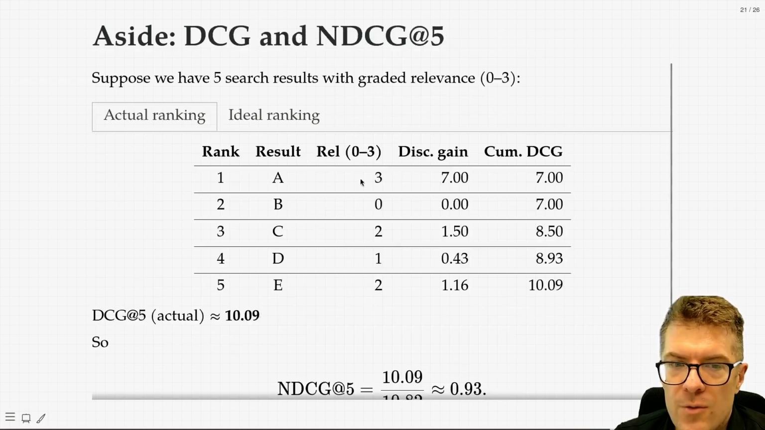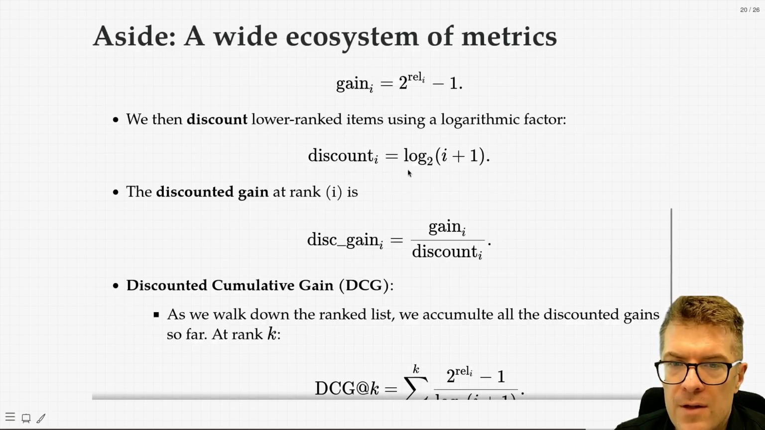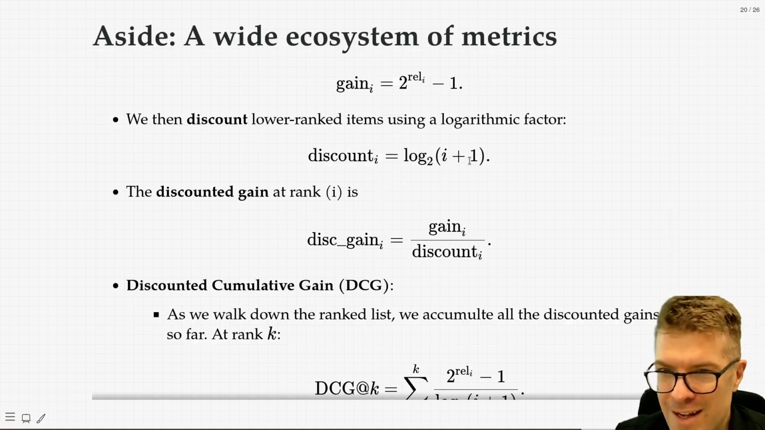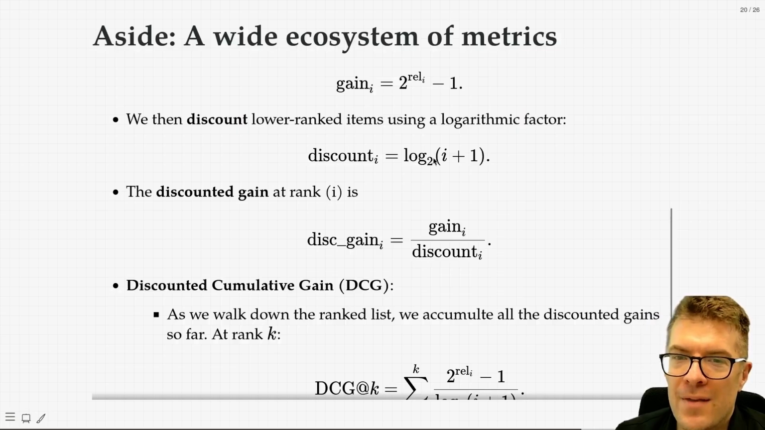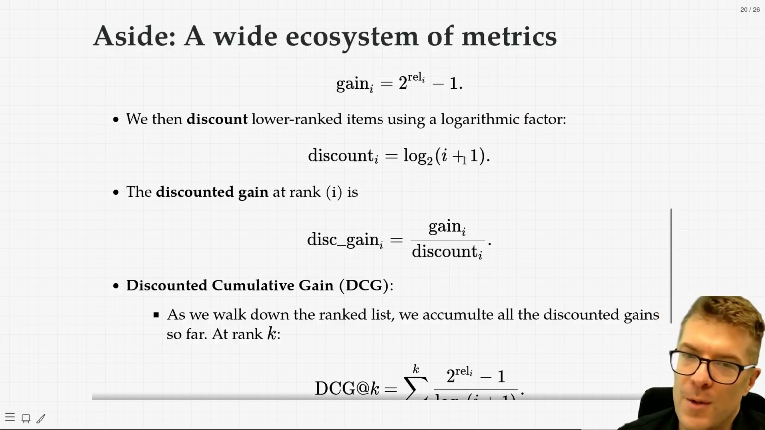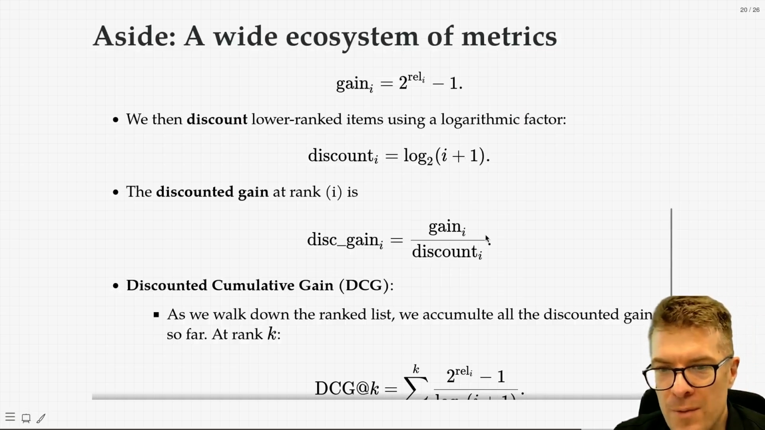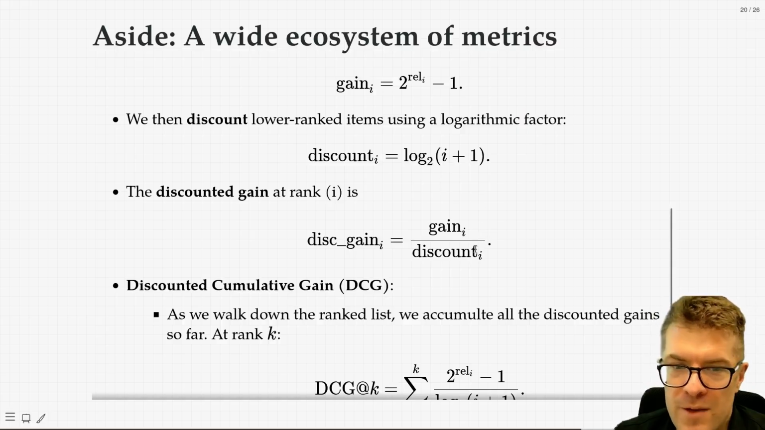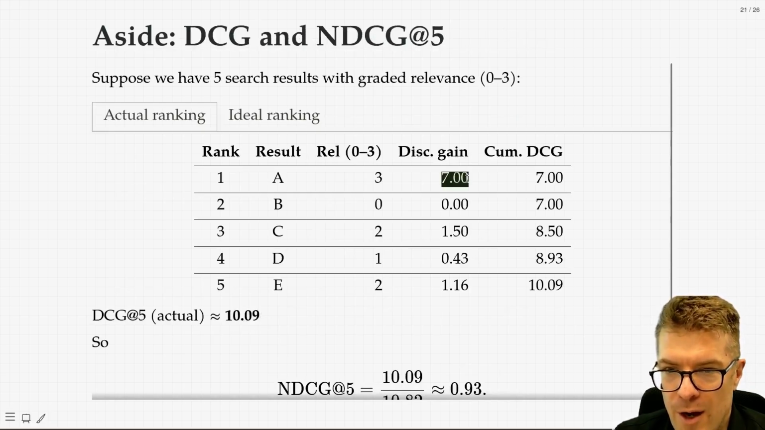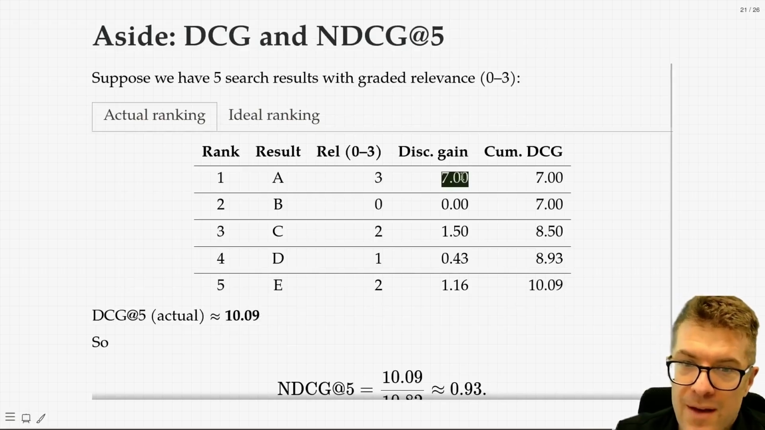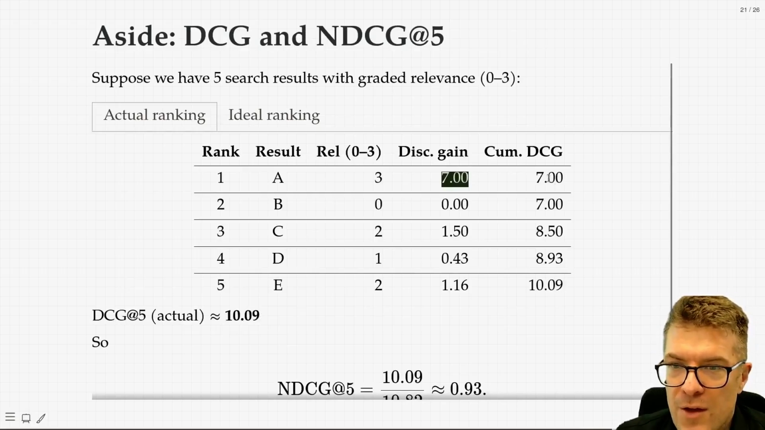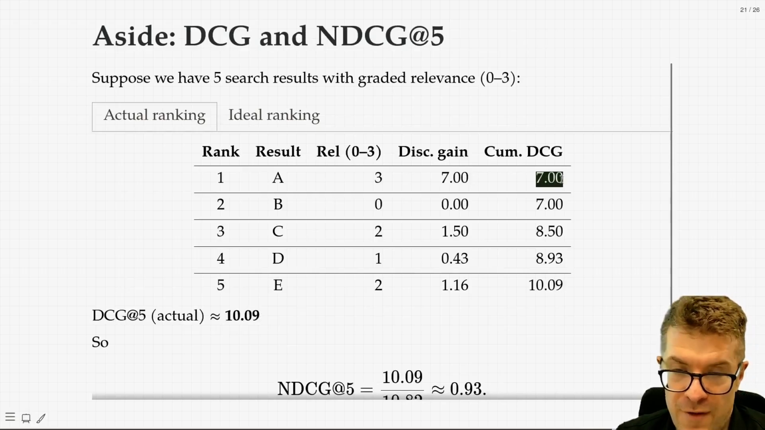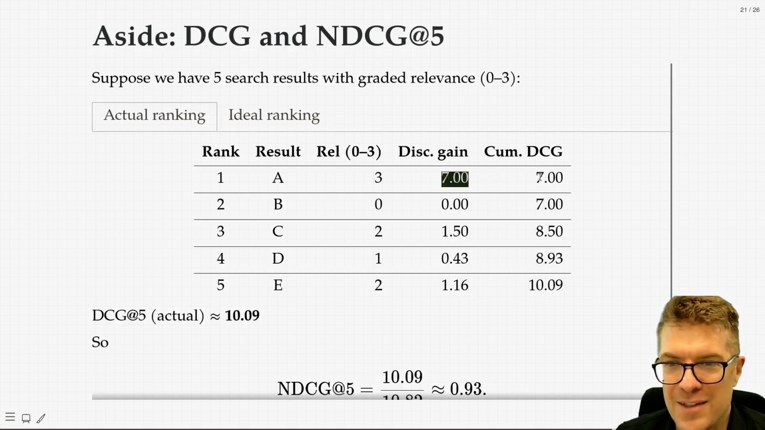What is the discount? Well, the rank is 1, so we plug in 1 over here. 1 plus 1, take a moment if you need it, is 2. And the log base 2 of 2 is 1, so the discount is just 1. So 7 over 1, the discounted gain is 7. Because we're summing at every step, the cumulative DCG so far is just 7. The sum of 7 and nothing is 7.